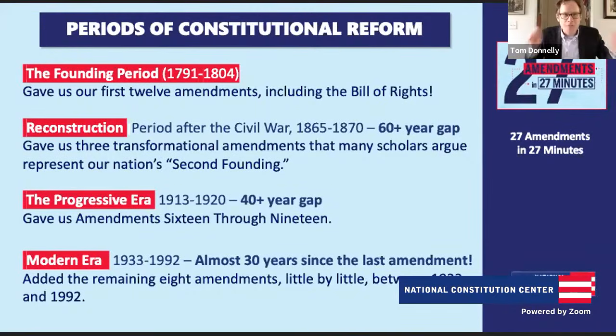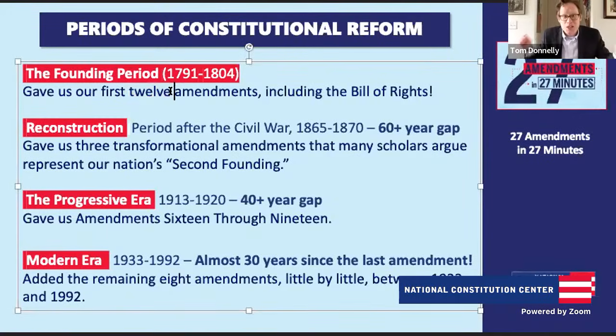Exactly. So you can see there are 4 big periods here. And one of the really interesting things when you break it down this way is you could say we have 12 amendments added right there in the founding period itself. So we create this new Constitution, and one of the first things we do is we start tinkering with it. So this is where we get the Bill of Rights and 2 other amendments.